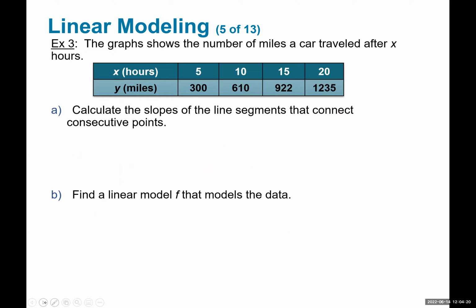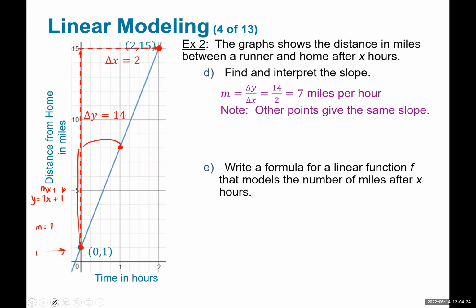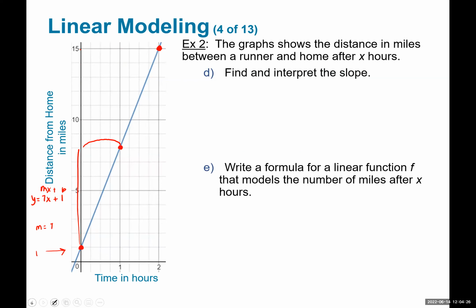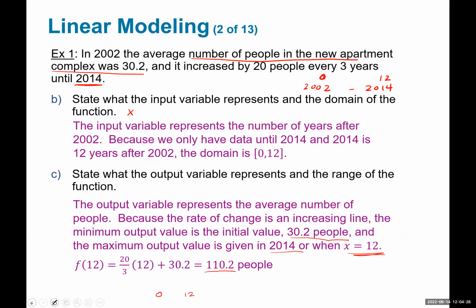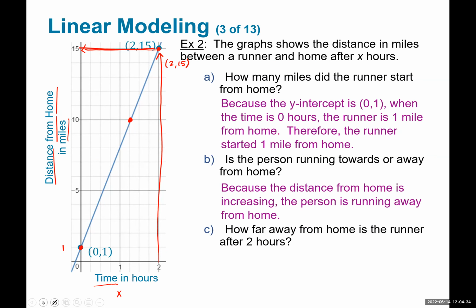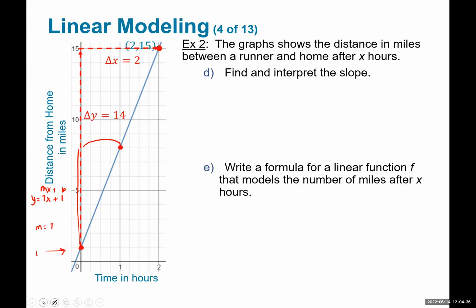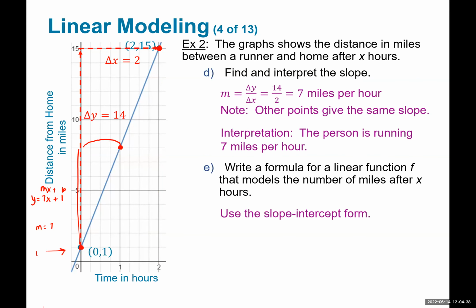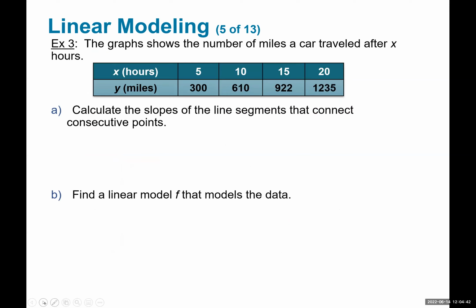Example 3 is a different example, but now we're giving it as a table. If you notice, in example 1, we were given our problem as words. So we had all words. And then we moved to example 2, where we actually had a graph, and example 3 is through a table. So basically all these problems are just giving it to us in the different representations that we can see linear functions.